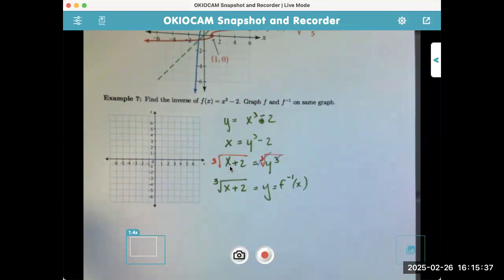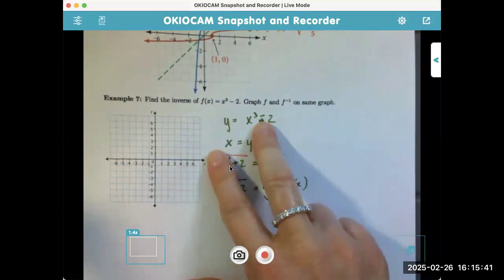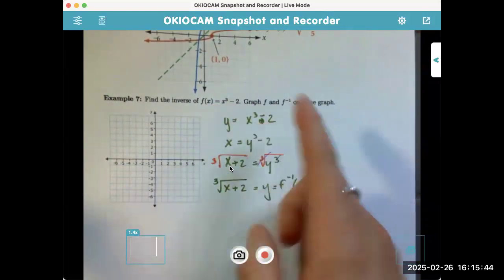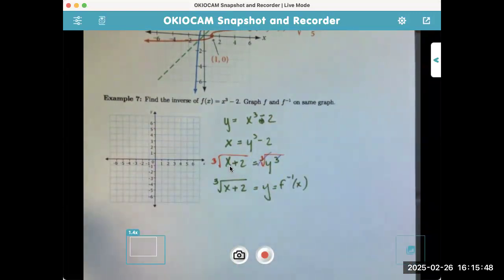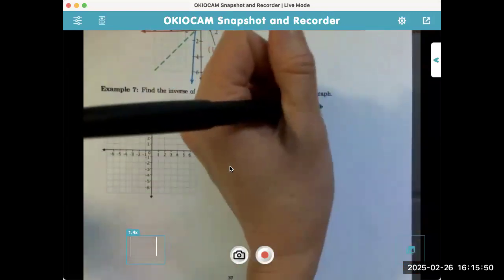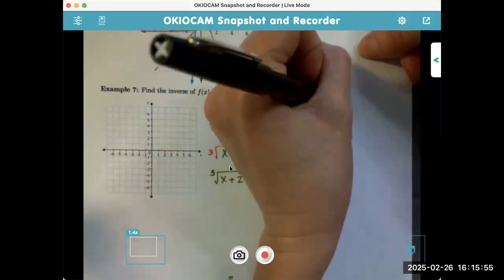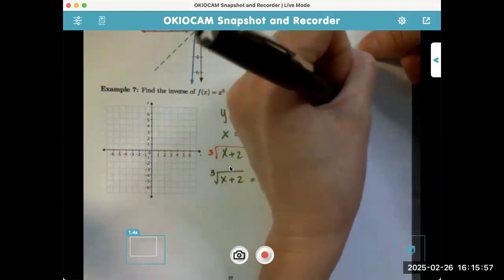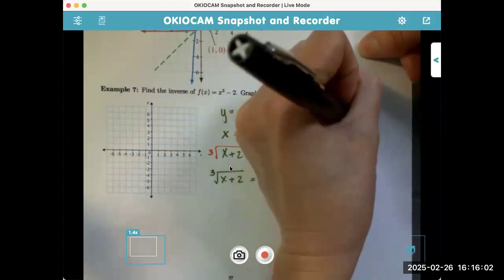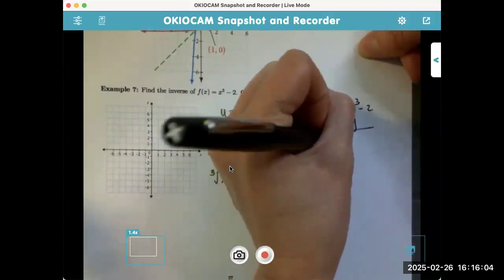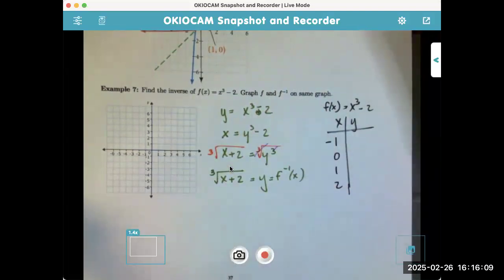So what I would rather do is just find some points on f, and then we're just going to do the old switcheroo for the points on f inverse, and then connect the dots essentially. So let's pick some good numbers. If I have f of x equaling x cubed minus 2, here's my x, my y. Let's do -1, 0, 1, 2. How does that suit?